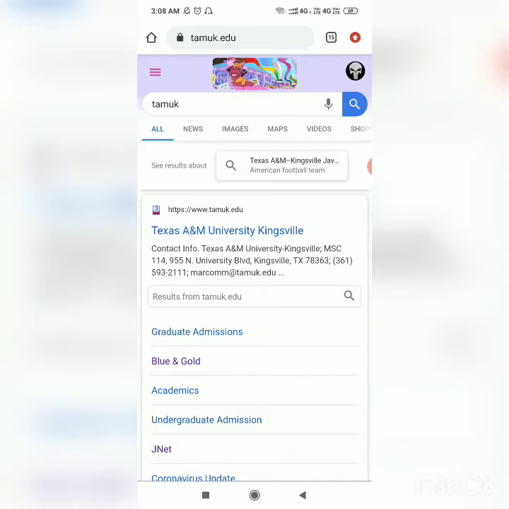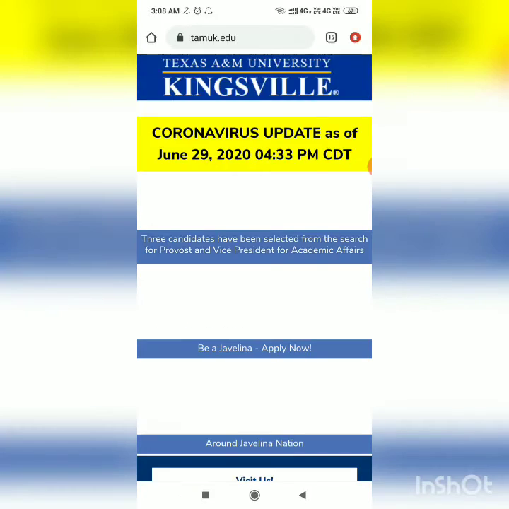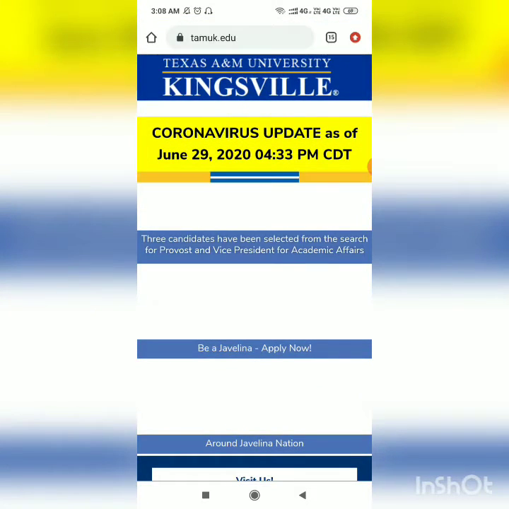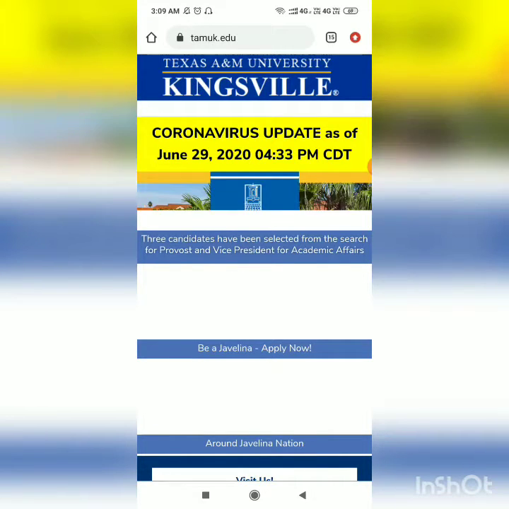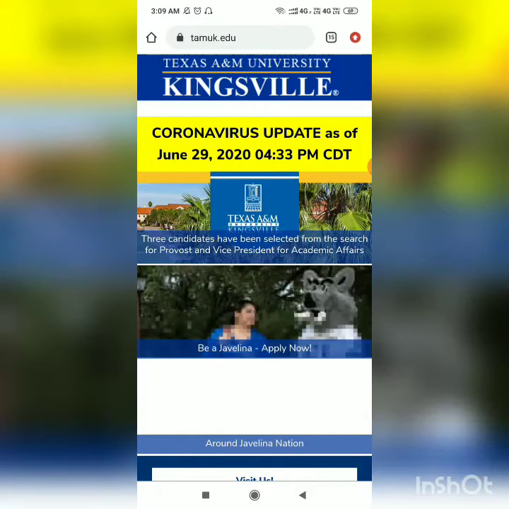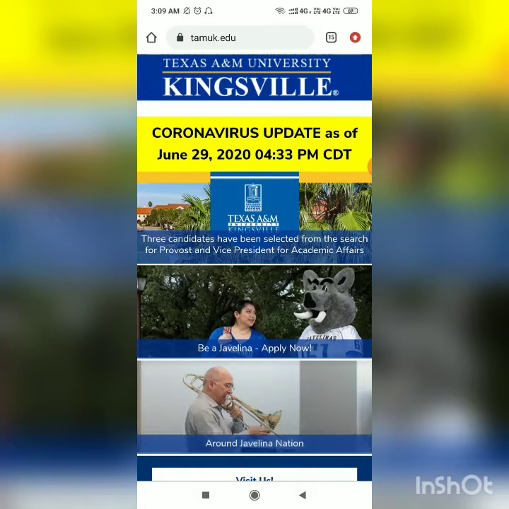Let it load the site. So this is the university you can attend if you have a score of 300 in GRE and 6 bands in IELTS. It has tuition fees of $12,000 per year, and the cost of living is around $500 a month. So you need at least $18,000 yearly. I would say $20,000 to stay in Texas at Texas A&M University, Kingsville. So that's about the university.